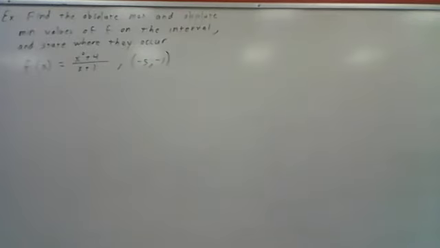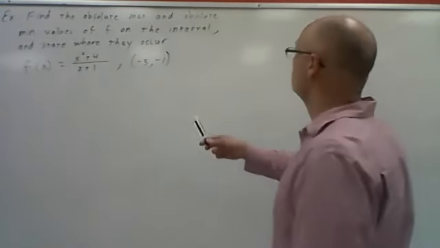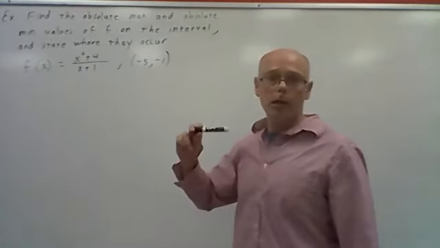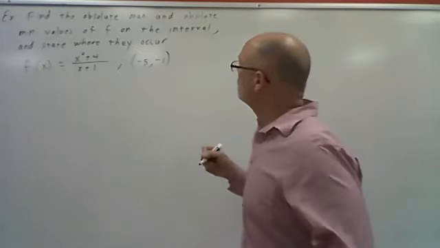All right, this is going to be our third example. We're looking to find the absolute max and absolute min on this open interval. Notice it's open, we do not include -5, and we do not include -1. All right, so let's look at this.